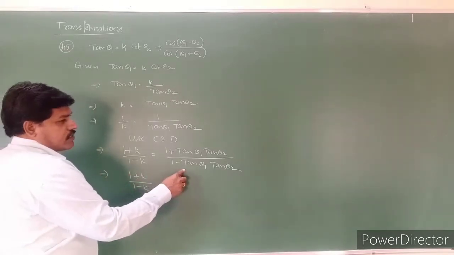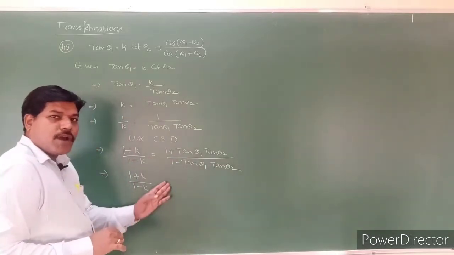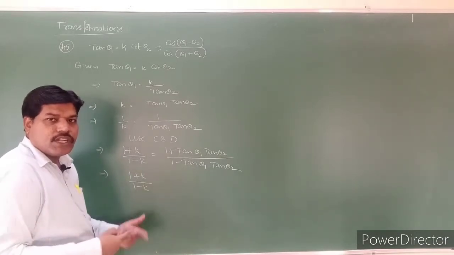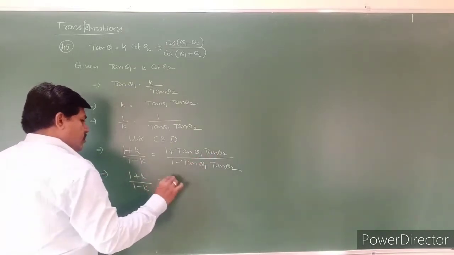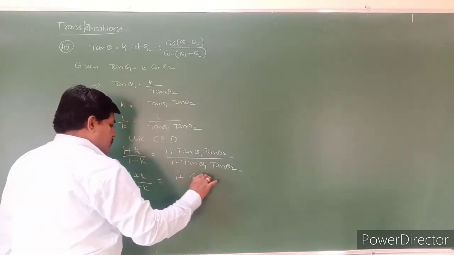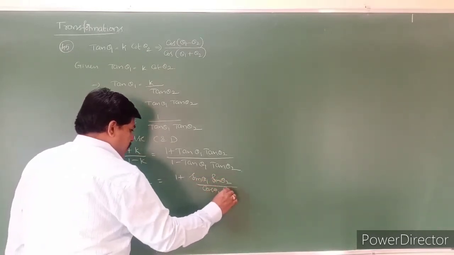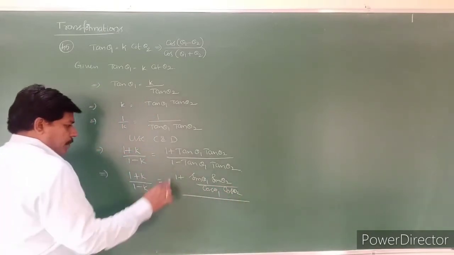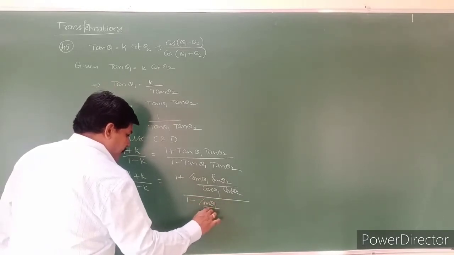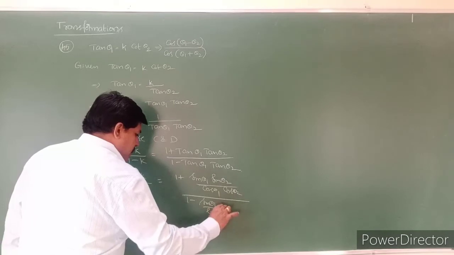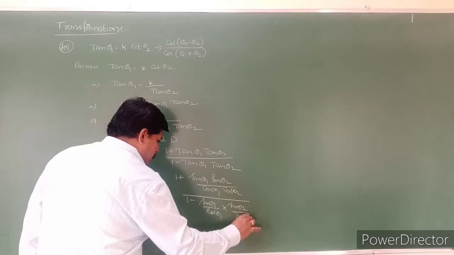You can directly take cos(theta 1 minus theta 2) by cos(theta 1 plus theta 2). This is the formula I am already given in the first. Otherwise, I will do that simplification also. So this tan theta and this value I will take into the cos. So what happens? That is equal to 1 plus sin theta 1 sin theta 2 by cos theta 1 cos theta 2, by, in the denominator, 1 minus, this is also the same, sin theta 1 by cos theta 1 into sin theta 2 by cos theta 2.